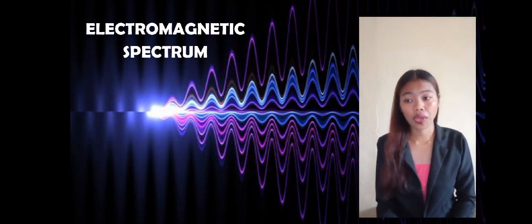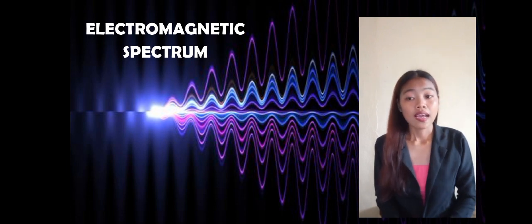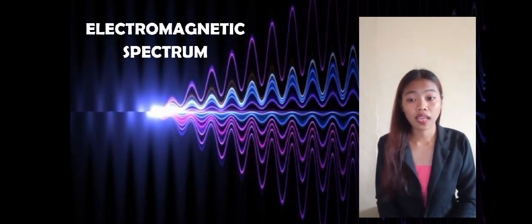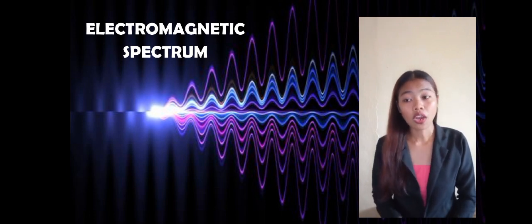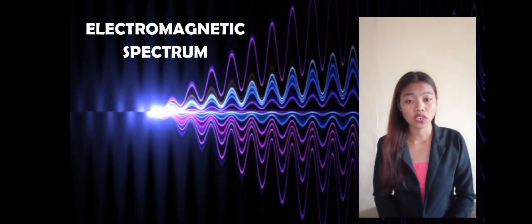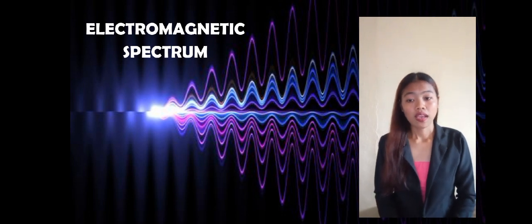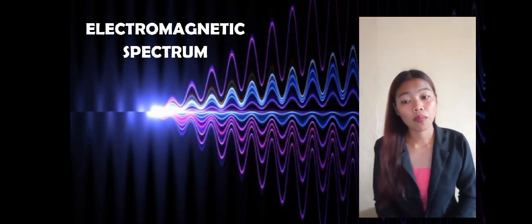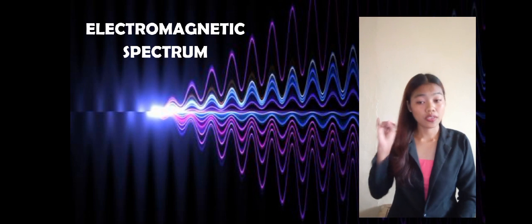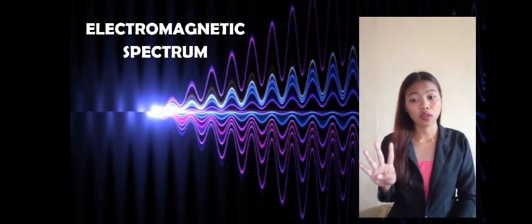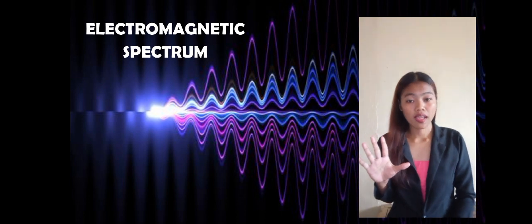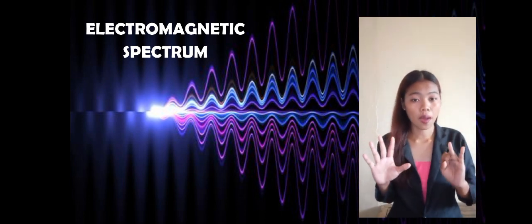the radio wave. The electromagnetic spectrum is generally divided into 7 regions in order of decreasing wavelength and increasing energy and frequency. So the common designations are the radio wave, microwave, infrared, visible light, ultraviolet light, X-rays, and the gamma rays.